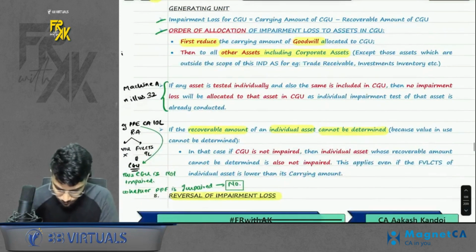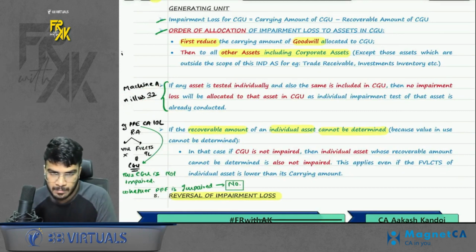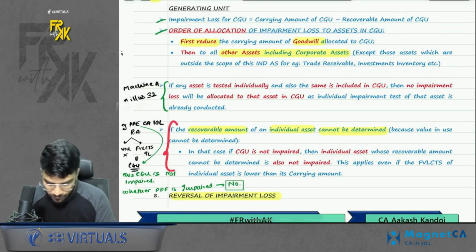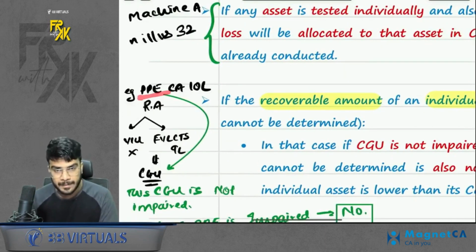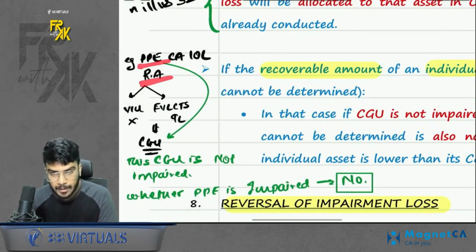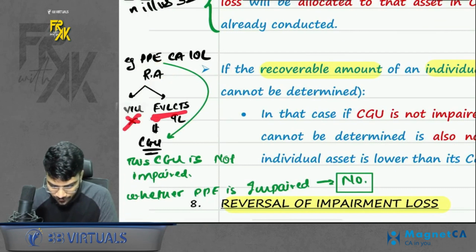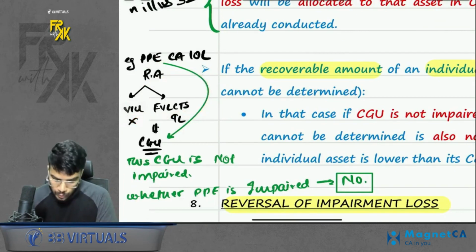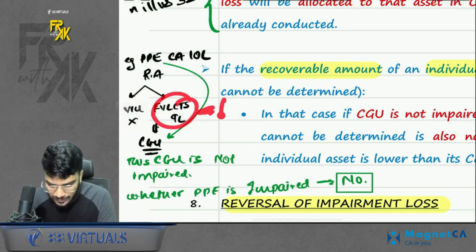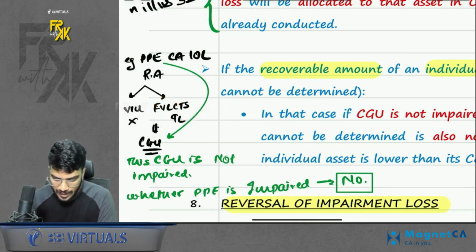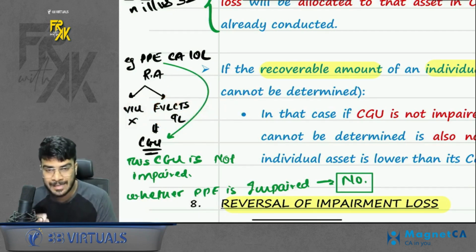Okay. Now we have the next point. Next point you will understand after illustration number 32. Okay. And then we have one more point, and that says that if, let's say for example, you have a PPE, right? The recoverable amount value in use is not available and FVLCTS is 9 lakhs, right? So if value in use is not available, can you say that 9 lakhs is recoverable amount? The answer is no.